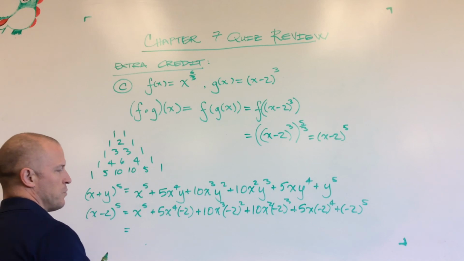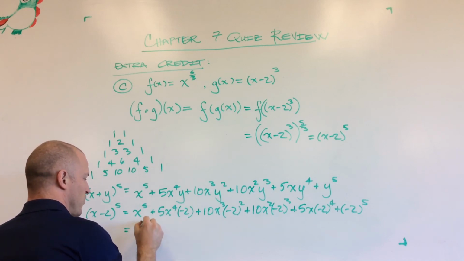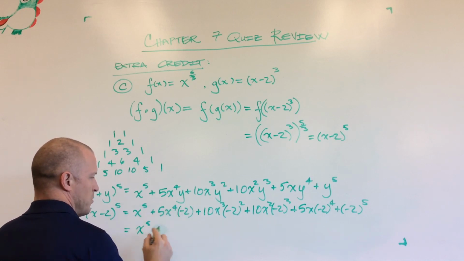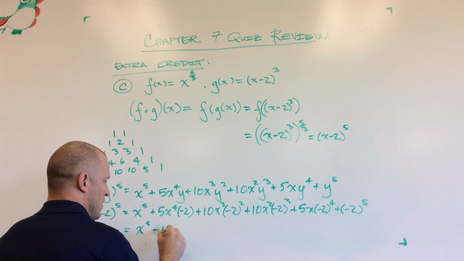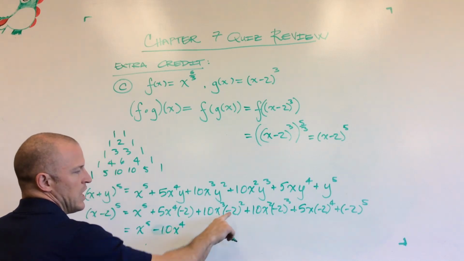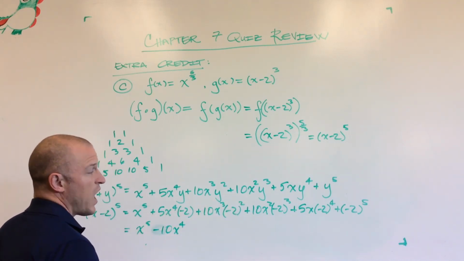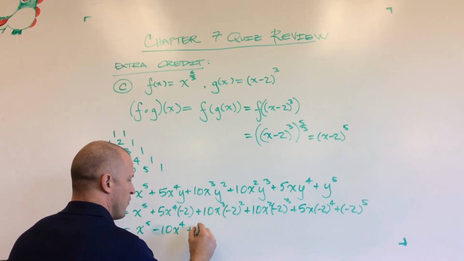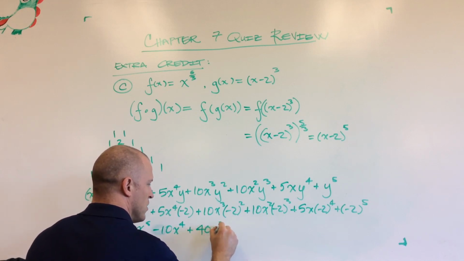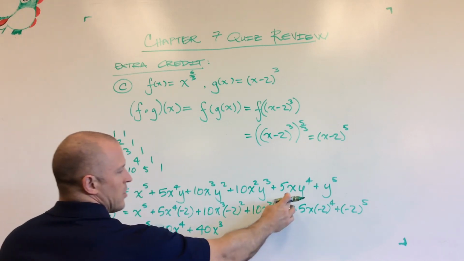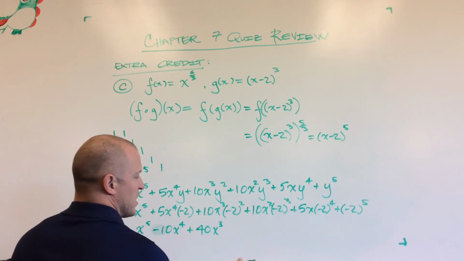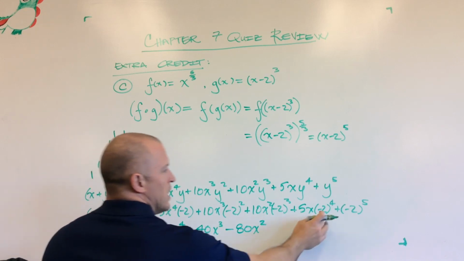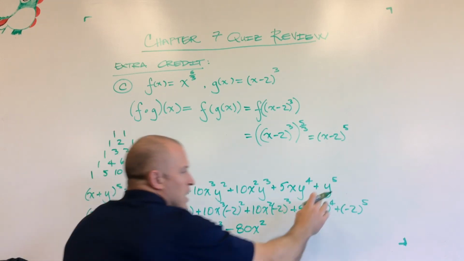And here we can finally combine all this together. So we're going to have x to the 5th plus. Now we've got a -2 here, so it's not going to be a plus, right? It's going to be a negative -10x to the 4th. Here, -2 squared is going to be +4, so the negative is going to go away. We're just going to multiply 4 times our 10, so we're going to have 40x cubed. Here, -2 cubed is going to give us -8, so we're going to have -80x squared.